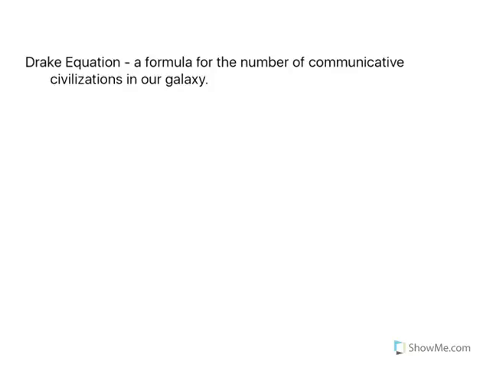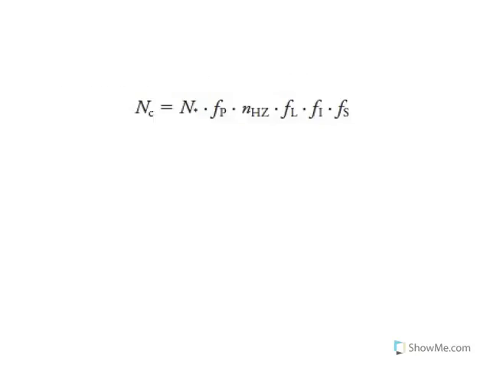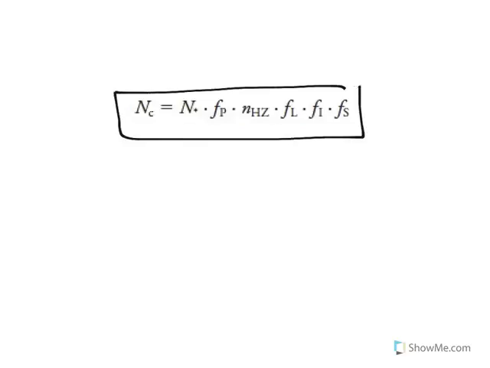In this segment, we're going over the Drake equation. The Drake equation is a formula for the number of communicative civilizations in our Milky Way galaxy. First thing you should notice is that it's a formula. Formula is just another word for equation. So here is your equation.